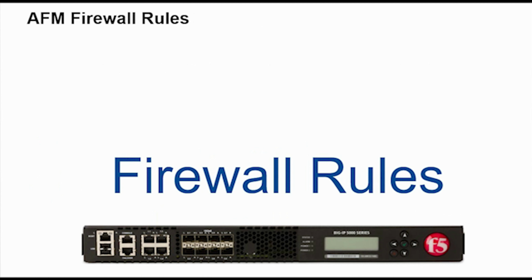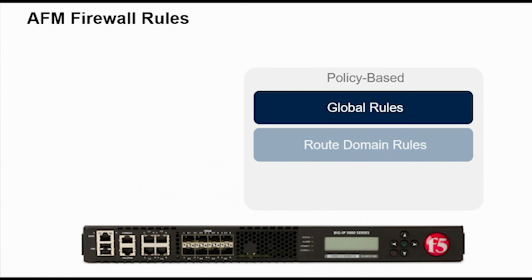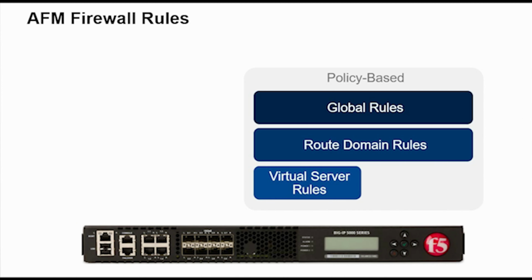AFM uses rules to specify traffic handling actions. The context in which the rule is applied is an important part of a rule's configuration. Rules are collected inside policies which can then be applied at a global level, on a route domain, on a per virtual server level, on a self IP address.